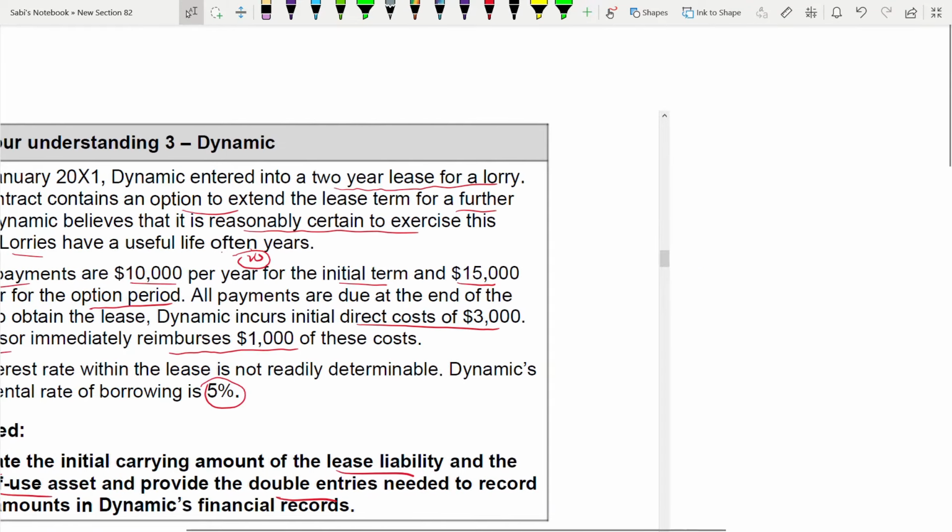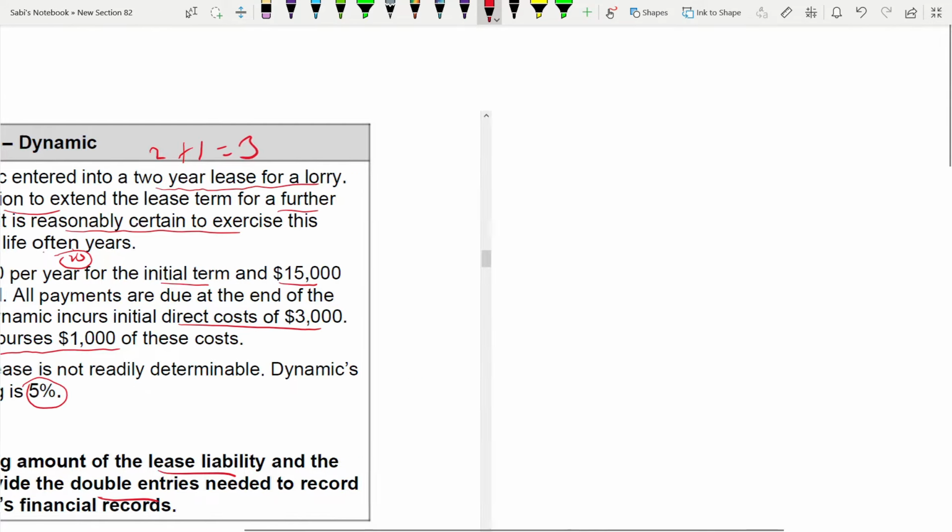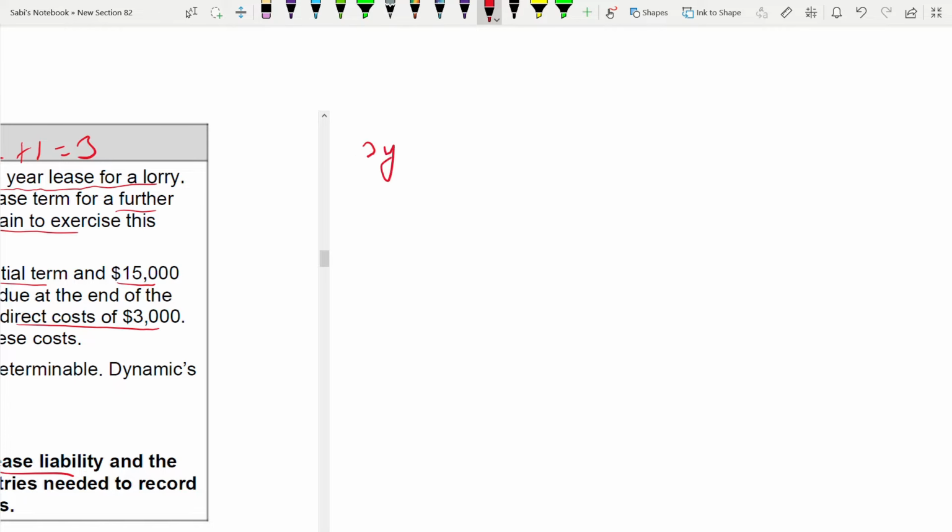You see here they have 2 years. They have an option to extend 1 year more, and they are reasonably certain to exercise this option. So 2 plus 1 becomes 3. Now they have a lease of 3 years. 3 years is the lease term. I'm noting this down for you, since this is the first question. Why 3 years? Because they are reasonably certain that the option will be exercised.